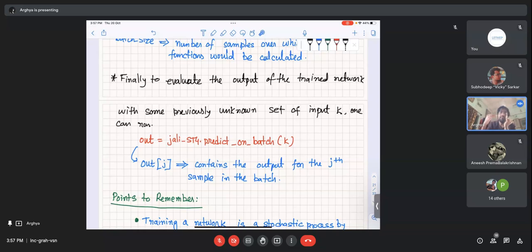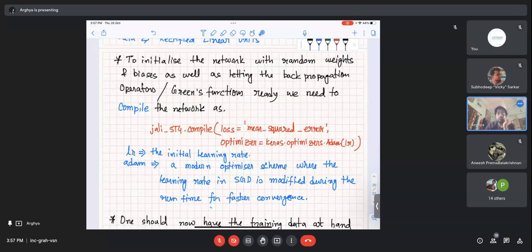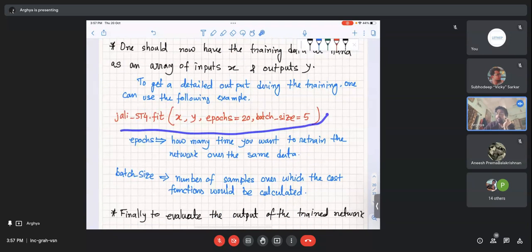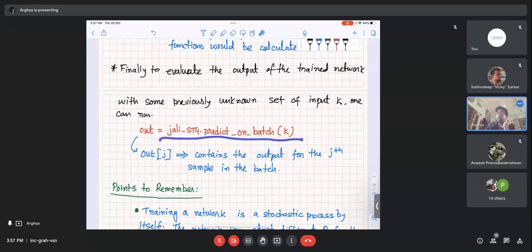So we went through all the steps in the code. First, how to create the network, where we say that this is sequential. Then we added the layers. Then we compiled it by mentioning the cost function, the kind of optimizer, and the learning rate. All of these are mentioned in the compile step. After that, I fit it with some training data, and then I check what the output is for some unknown data. Okay, is it fine?